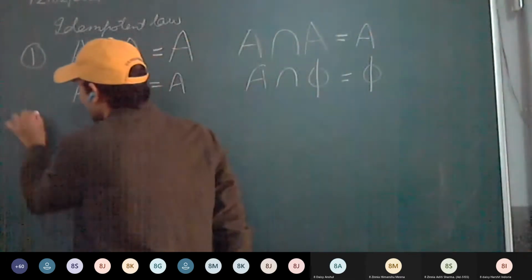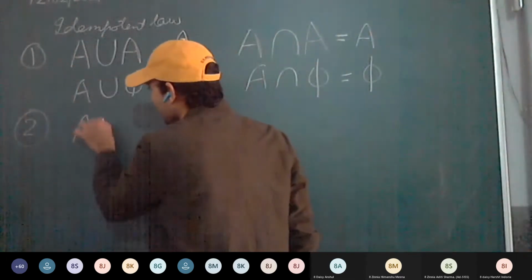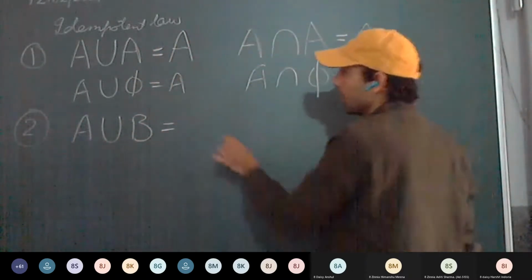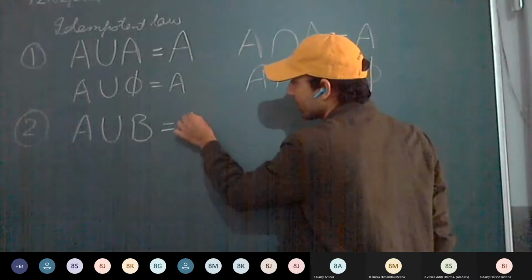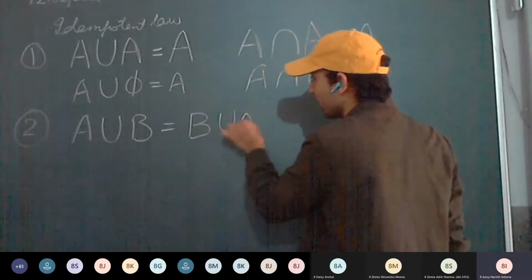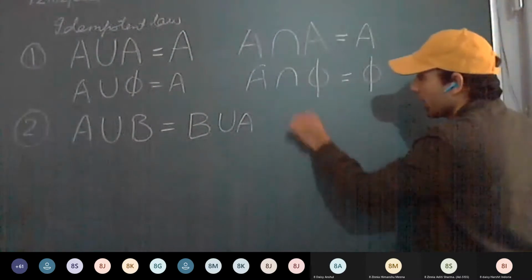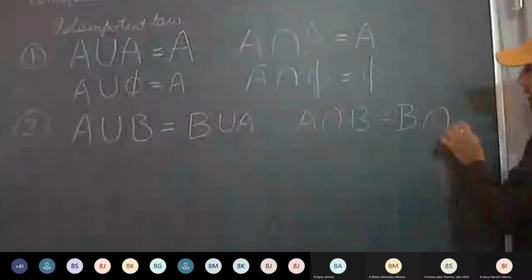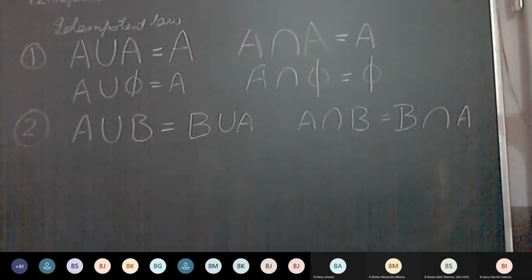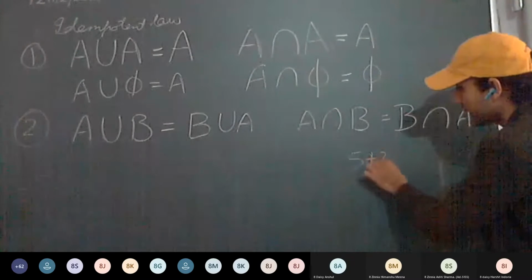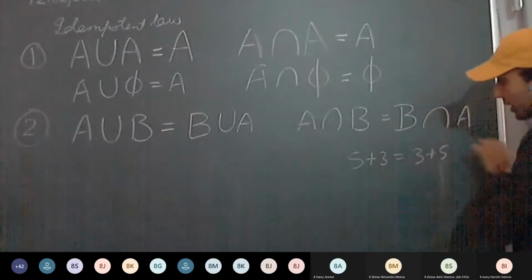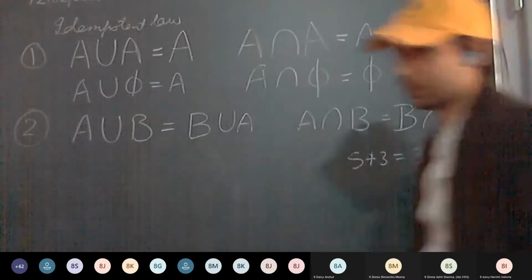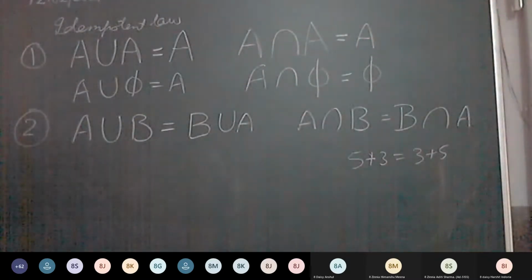Second, commutative law. A union B is same as B union A, like we did on rational numbers. Or A intersection B is same as B intersection A. Like 5 plus 3 is same as 3 plus 5. Whether we add 3 to 5 or 5 to 3, the answer will be same. This is our commutative law.